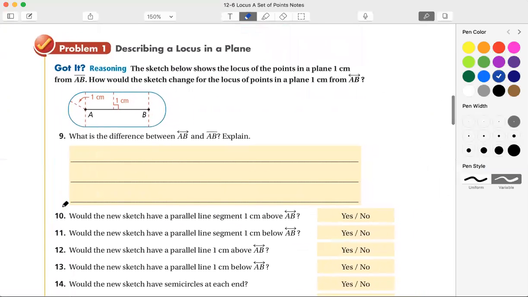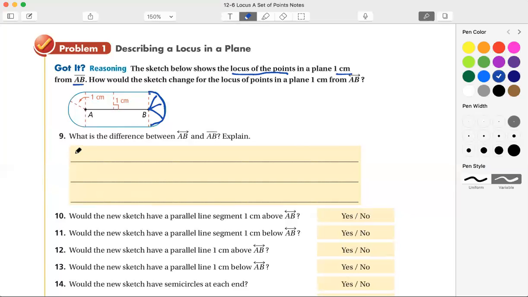All right. So the sketch below shows the locus of points in a plane 1 centimeter from segment AB. And then how would the sketch change for the locus of points in the plane 1 centimeter from line AB? As you can tell, this is 1 centimeter in all directions. Notice once it hits the end, it needs to turn into a circle around the point. So all of these have to be 1 centimeter. This is why this figure is the locus of points 1 centimeter from this line segment.